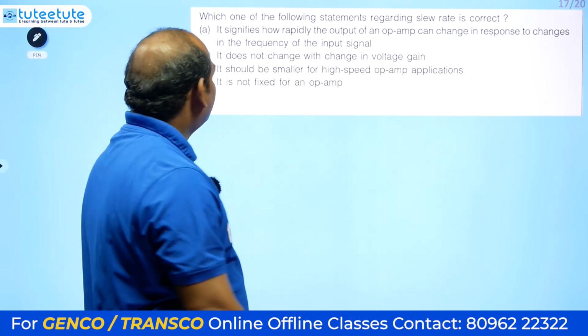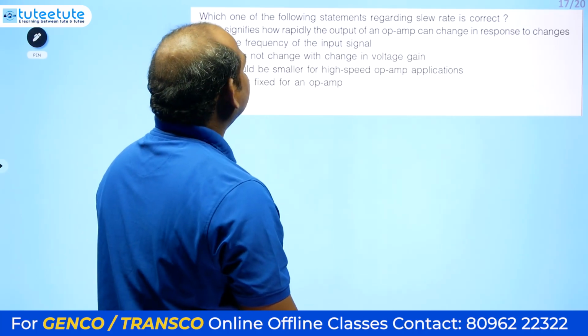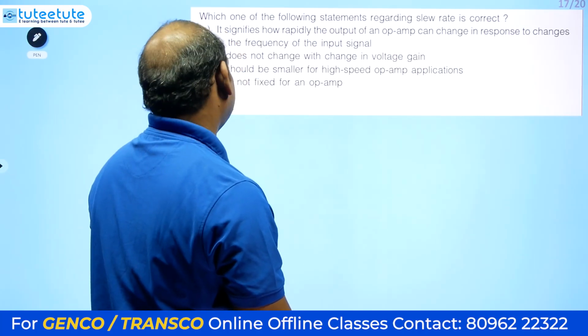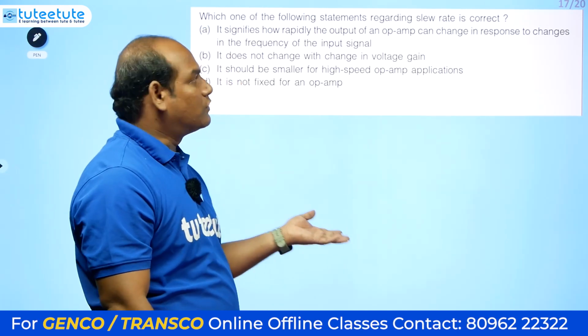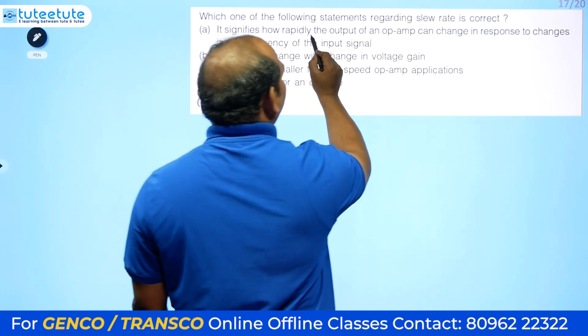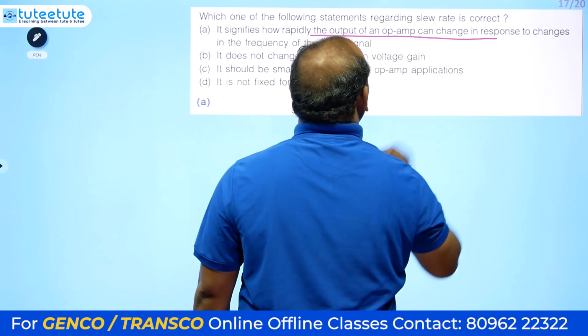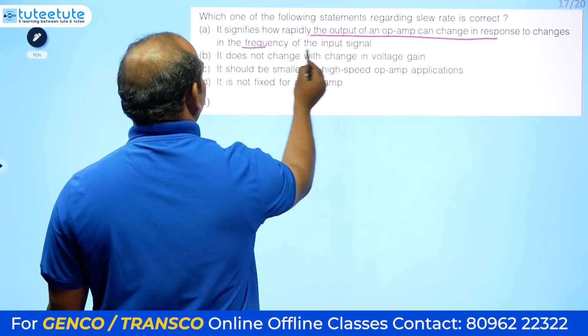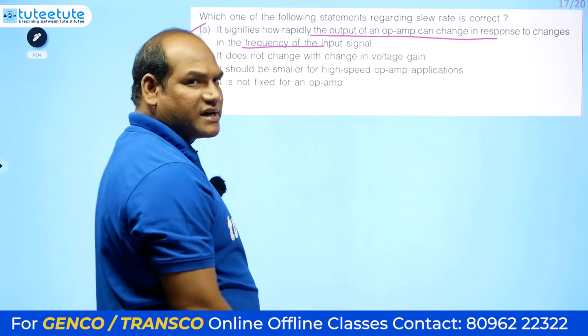Next question we will see. Which one of the following statements regarding the slew rate is correct? So it is like the definition of the slew rate only. Just now I have told you, it signifies how rapidly the output of the operational amplifier can change in response to the changes in the frequency of the input signal. This is what we can tell.